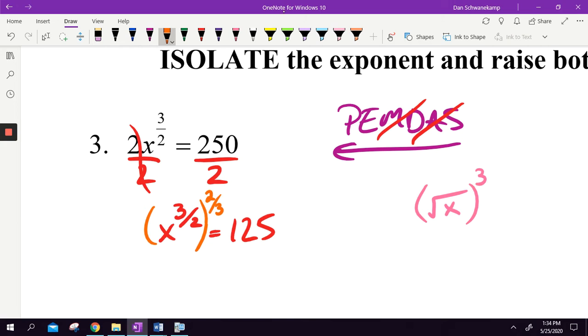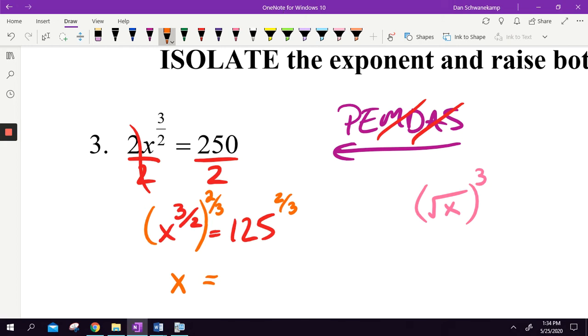Because the 3 on bottom, that's a root, would get rid of the cube. The third root and the cube would cancel. And it's square rooted, so I'm squaring it. I'm raising it to the second power. And also, if you multiply 3/2 times 2/3, you are going to get just x. It'd be x to the first power.